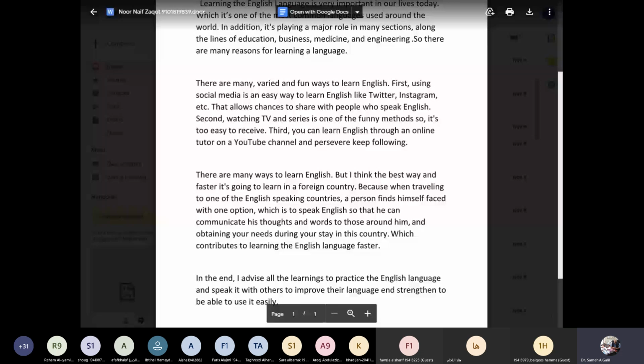So you're going to read the essay so that you can determine what type of essay it is. Is it persuasive? Is it narrative? Is it descriptive? Or is it process?